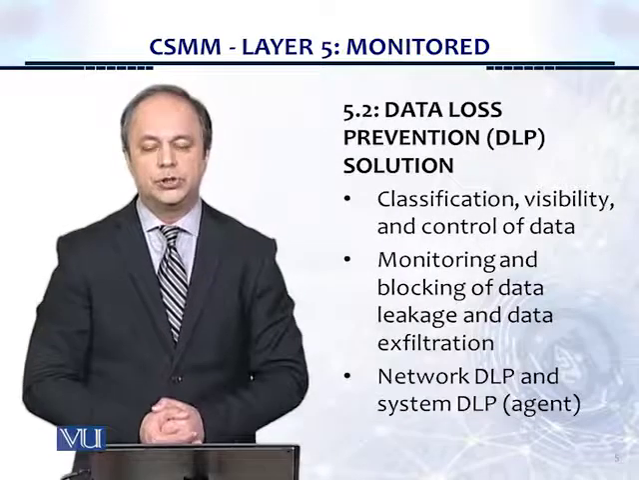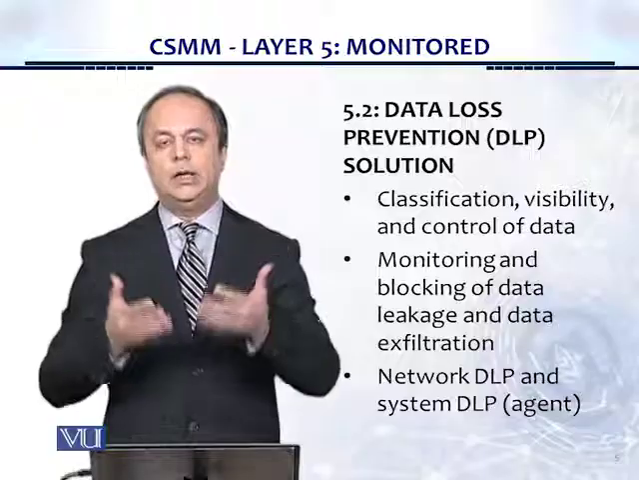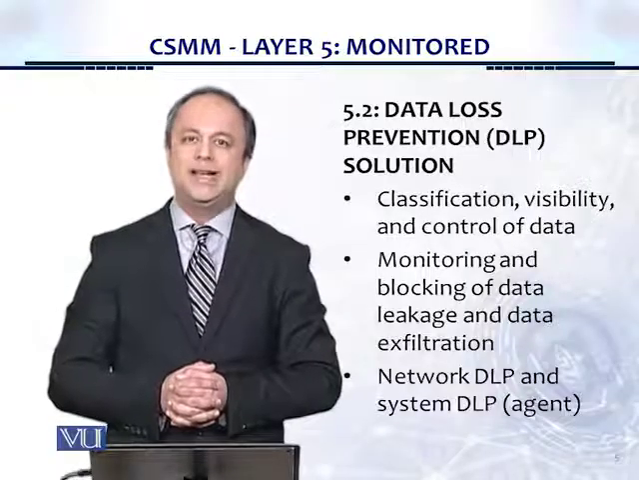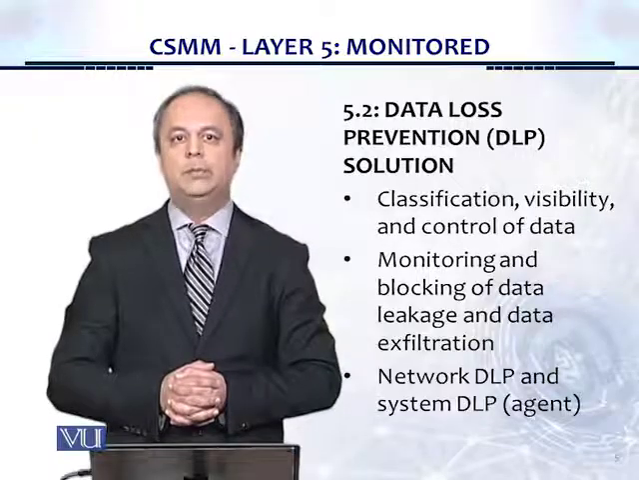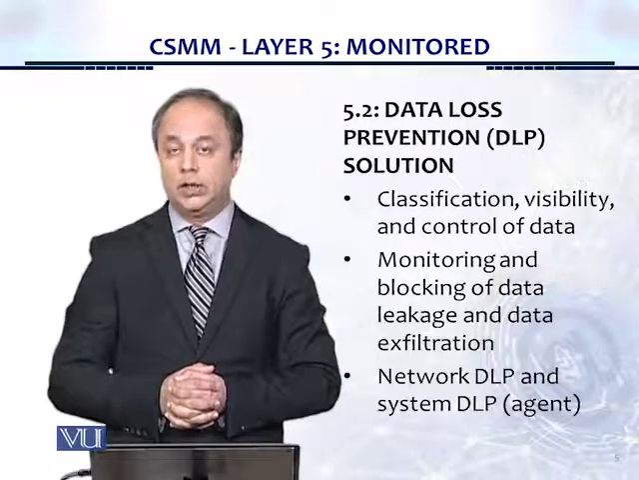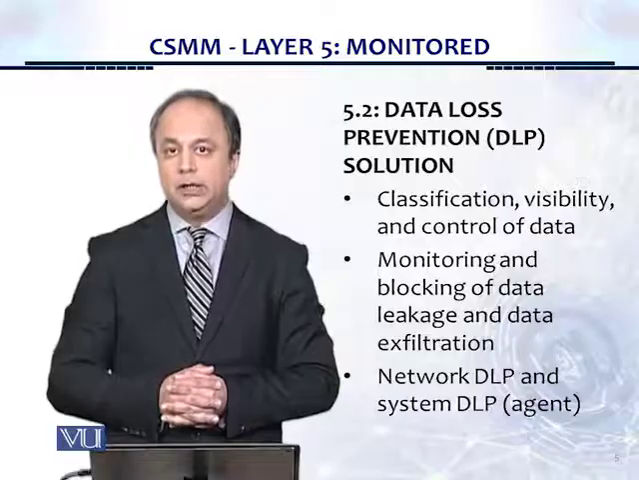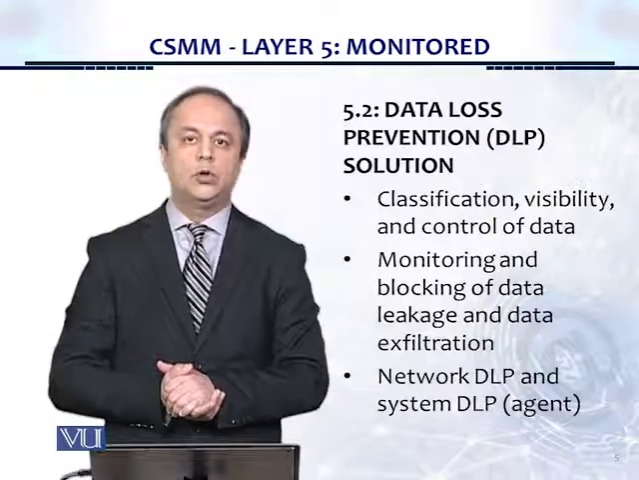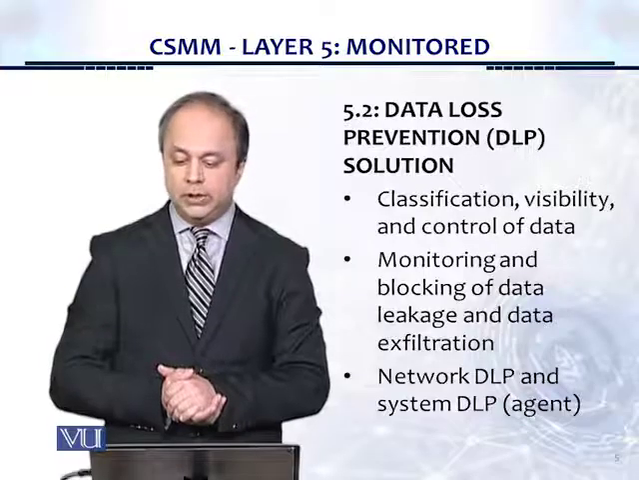5.2 Data Loss Prevention. So now that we are going up in our security maturity matrix, we need to start focusing on protecting intellectual property and protecting confidential data as well. Confidentiality, integrity, availability are the three pillars of cybersecurity or information security. And we're talking about confidentiality and integrity over here.